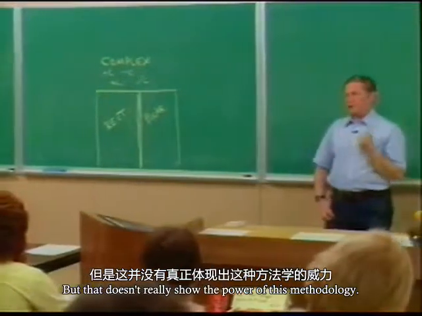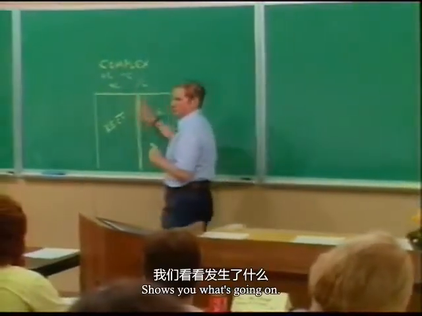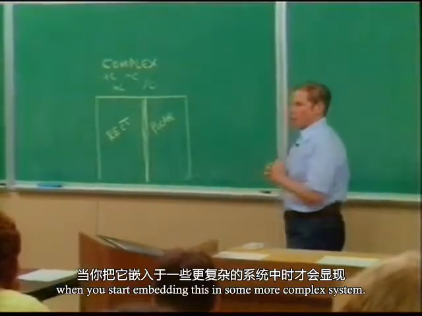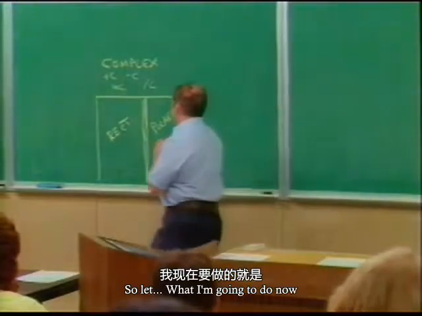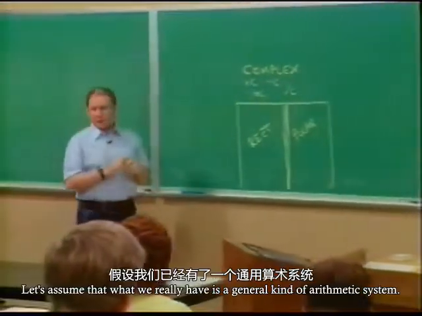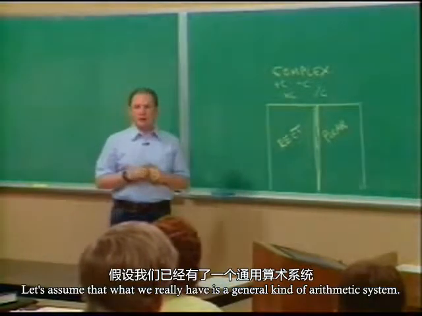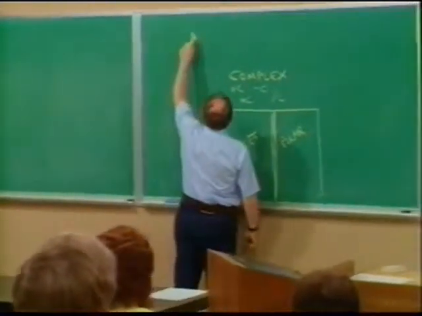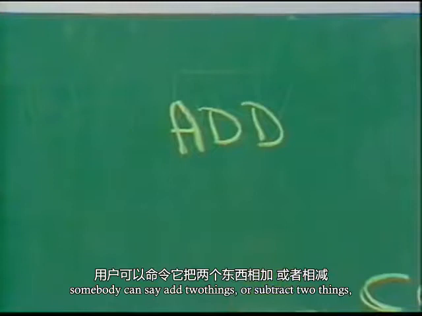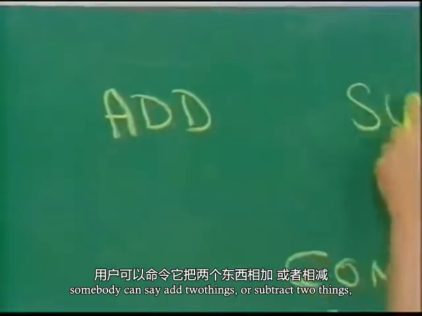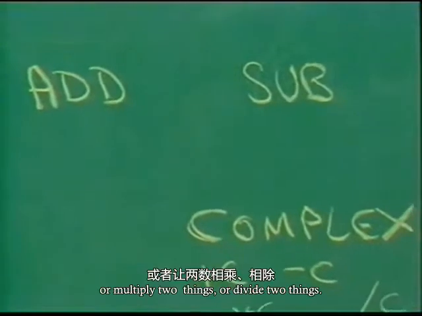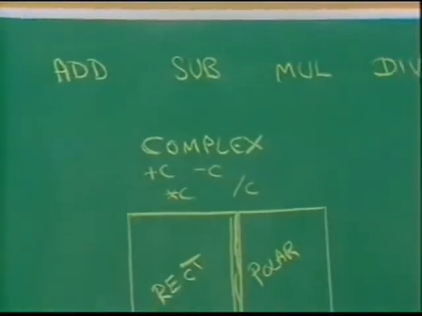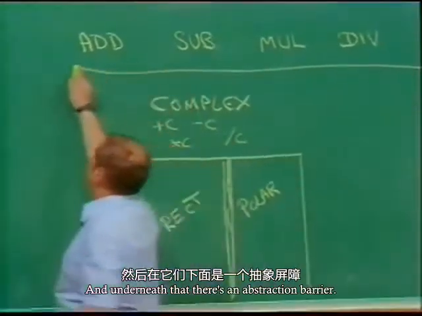But that doesn't really show the power of this methodology. It shows you what's going on. The power of the methodology only becomes apparent when you start embedding this in some more complex system. So what I'm going to do now is embed this in some more complex system. Let's assume that what we really have is a general kind of arithmetic system, so-called generic arithmetic system. And at the top level here, somebody can say add two things, or subtract two things, or multiply two things, or divide two things. And underneath that, there's an abstraction barrier.